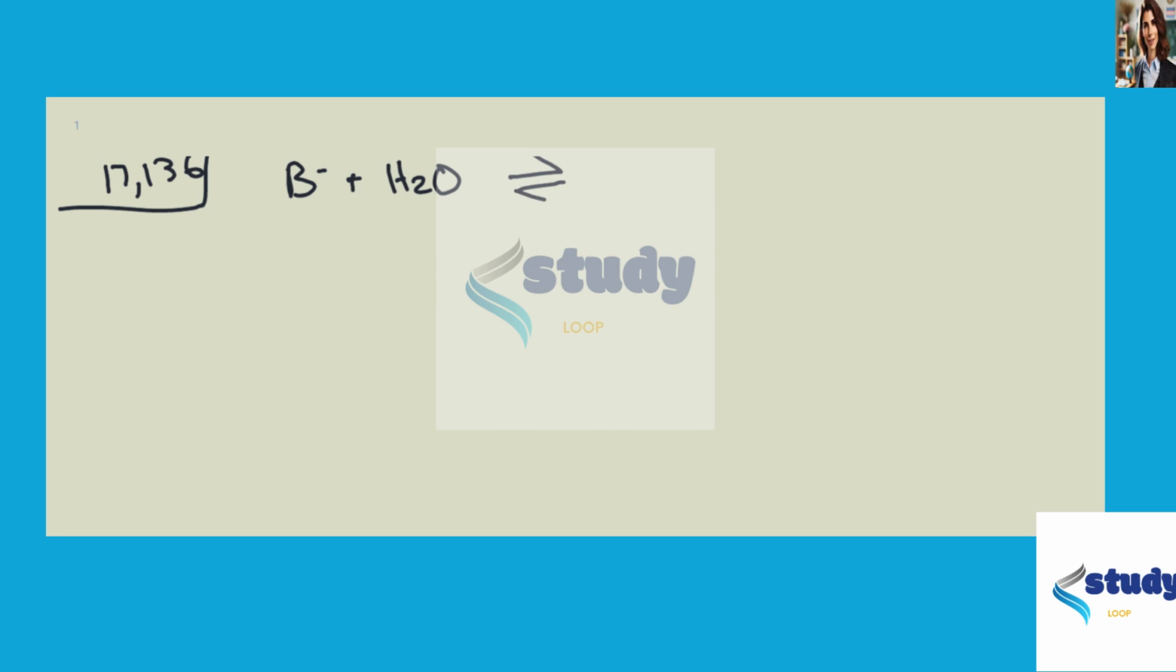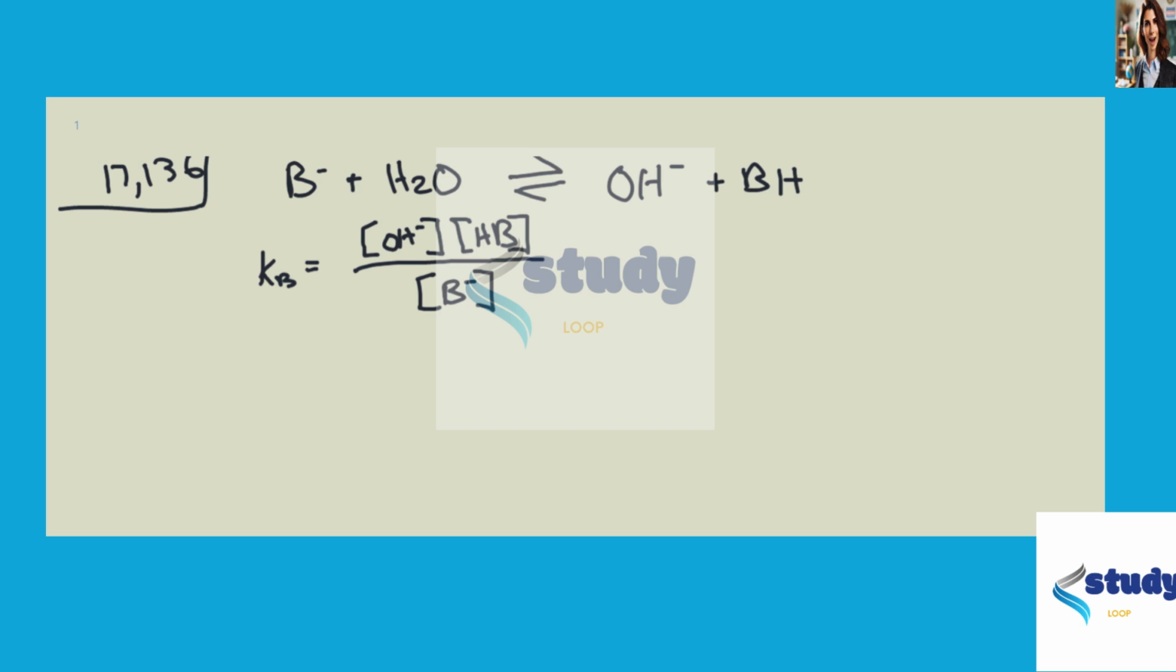And so the base will react with water to give OH minus plus the conjugate acid, or HB. We can write it either way. So Kb, under these situations, would be equal to products over reactants, or the concentration of each. So concentration of OH minus times the concentration of HB, the conjugate acid, all over the original concentration of base.